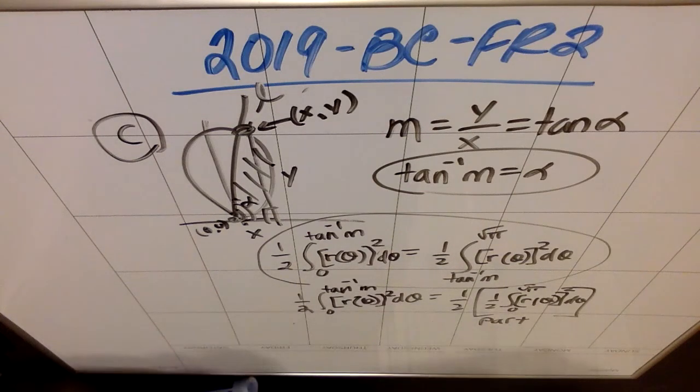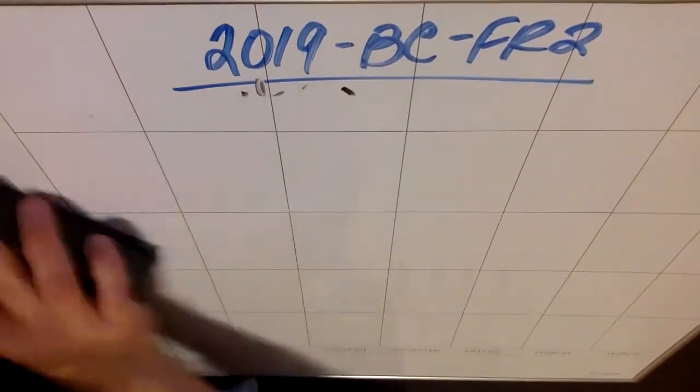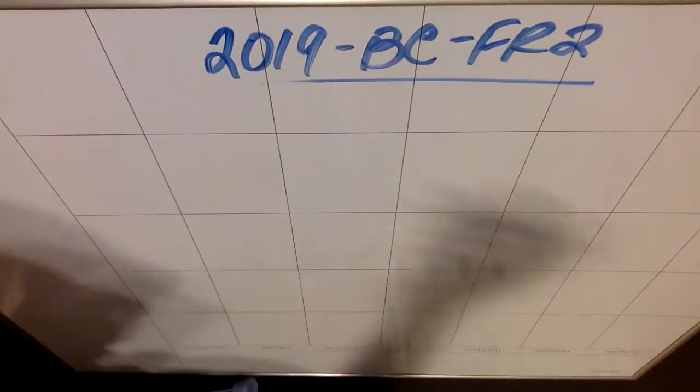For k greater than 0, let A of k be the area of the portion of the region S that is also inside the circle r equals k cosine theta. Find the limit as k approaches infinity of A of k. Cool. So let's draw an image of this thing.